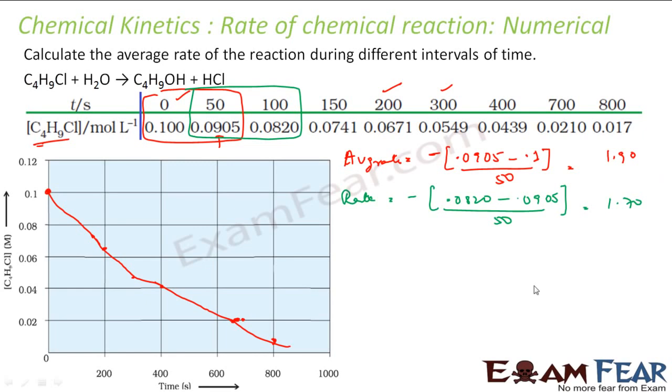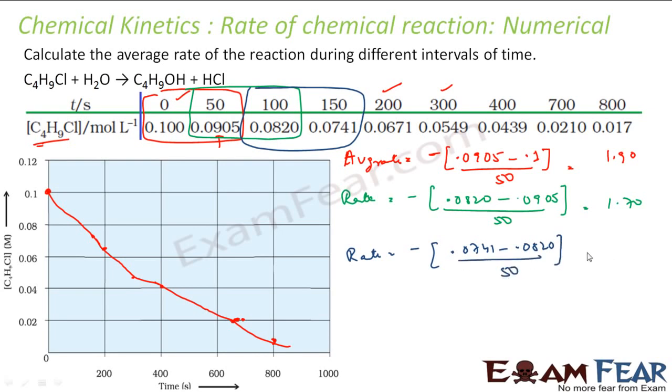Let's talk about the third window. Here we'll talk about the rate once again. Minus of the final concentration 0.0741, minus the initial 0.0820, divided by the time, 150 minus 100, which is 50. You solve this, you get 1.58.